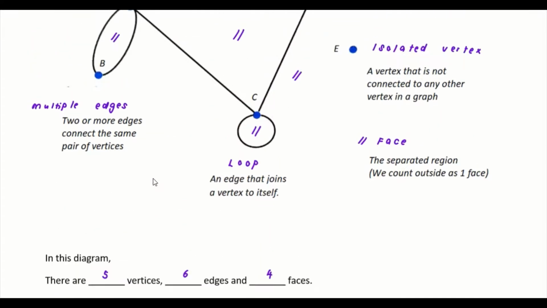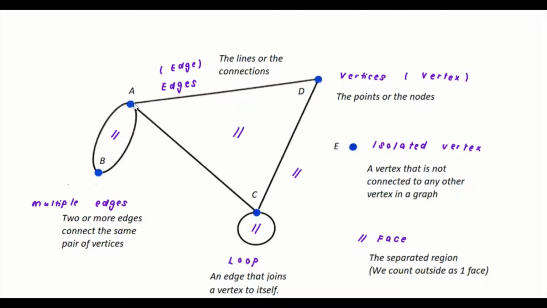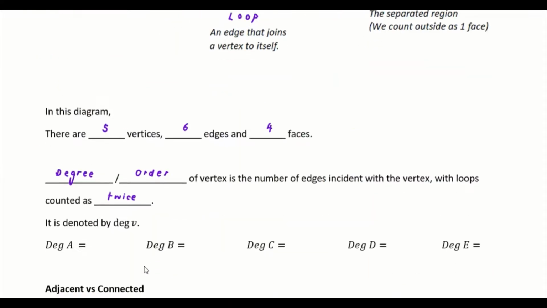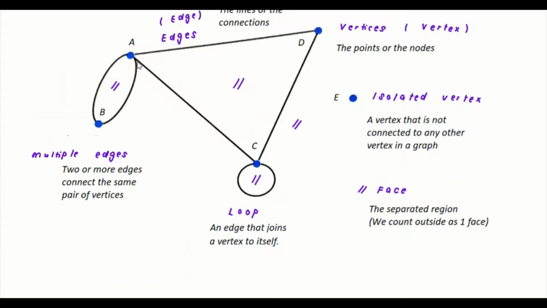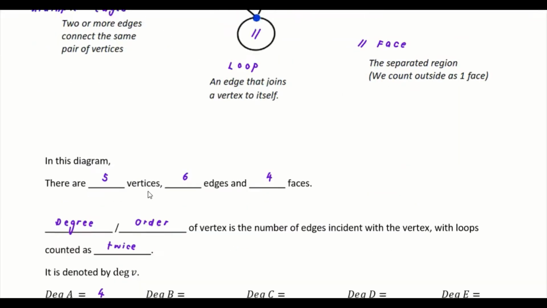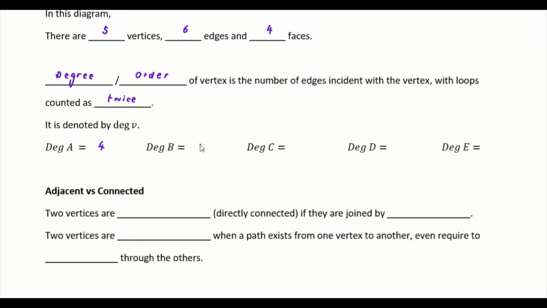So for example, degree of A. This is our vertex A, right? How many edges are incident with this vertex? 1, 2, 3, and 4. So the degree of A is just 4. Okay, so degree of B, same thing. Let's look at B here. Multiple edges, right? So 1, 2. That's why in this case, the degree of B is 2.